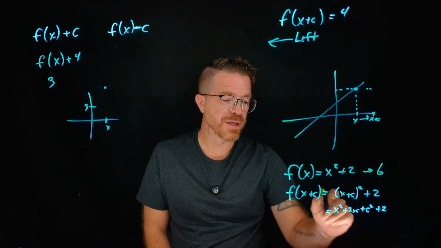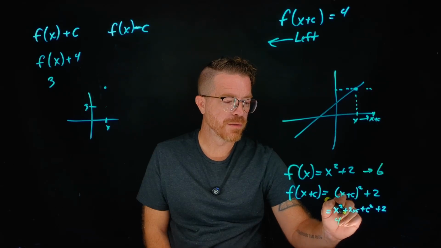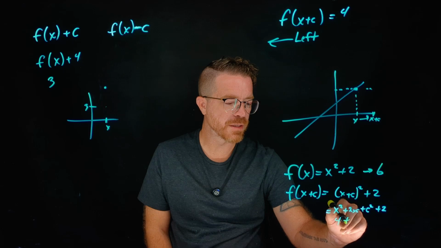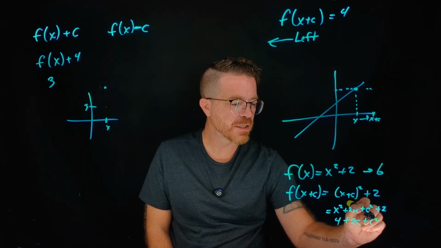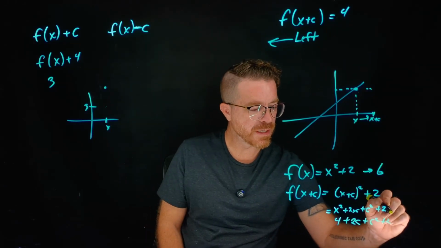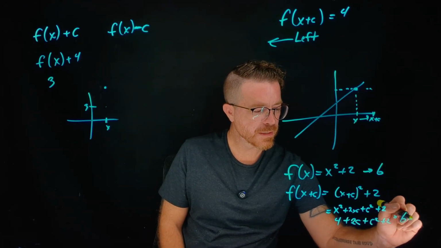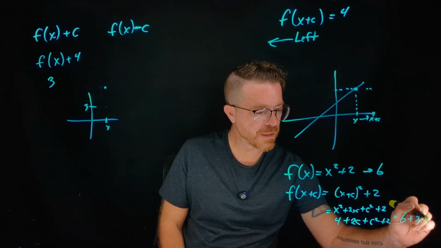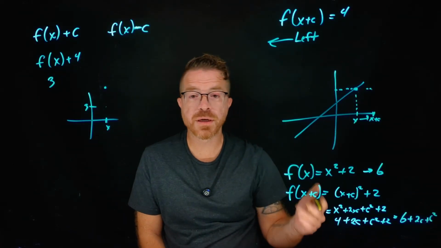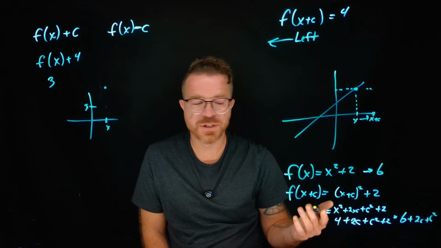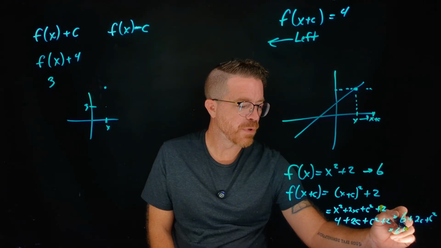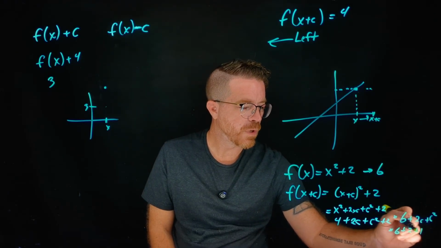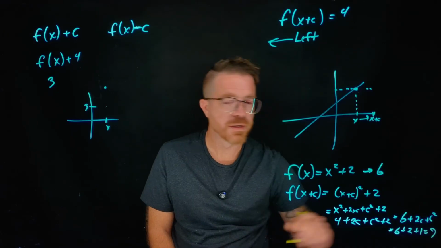Well, with c, this is going to be 2 squared is 4 plus 2 times, this would be 2 times 2c, so plus 2c plus c squared plus 2. So this would end up being 6 plus 2c plus c squared. Now, if I plug in, let's just make it 1 for c, this would end up being 6 plus 2 times 1 plus 1 equals 9.